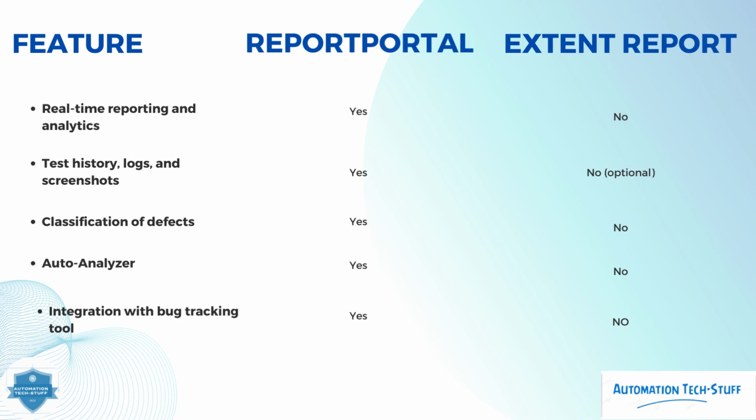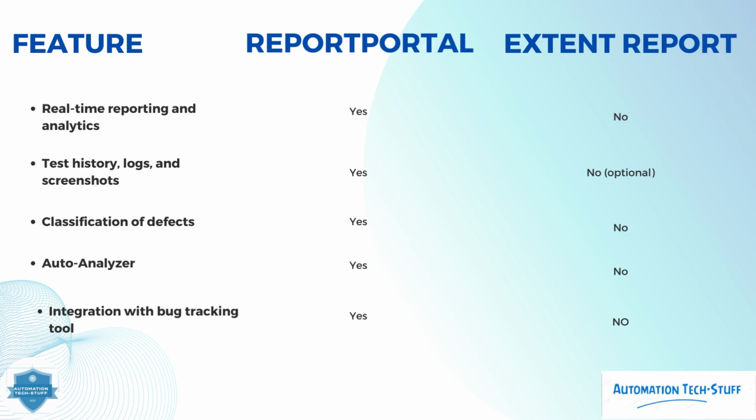And classifying the defects. In Report Portal we can classify whether it is an automation issue, a system issue or a product issue. We can give a classification to that particular bug. But in Extent Report we cannot give any classification.